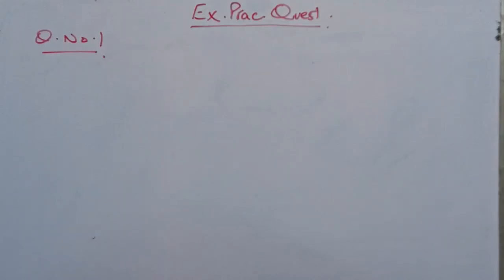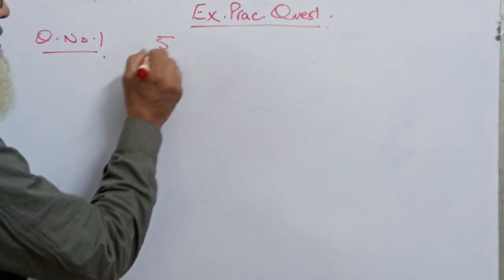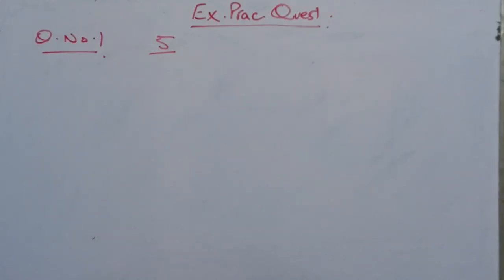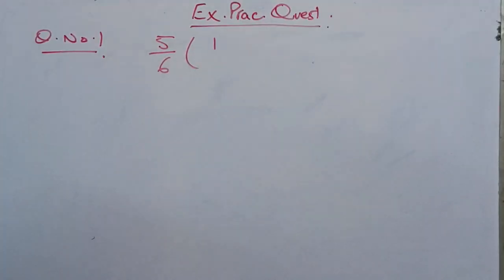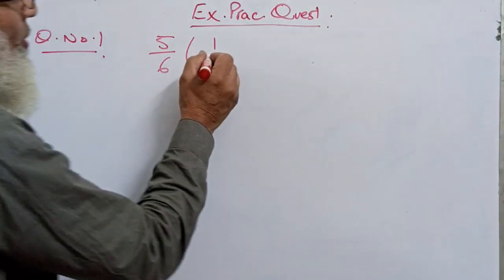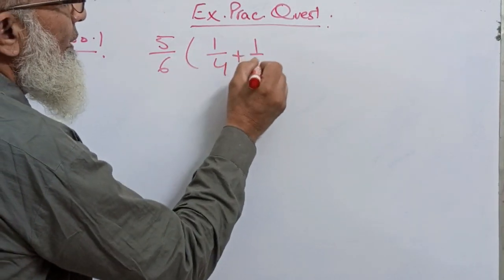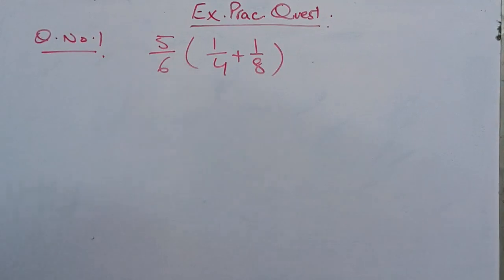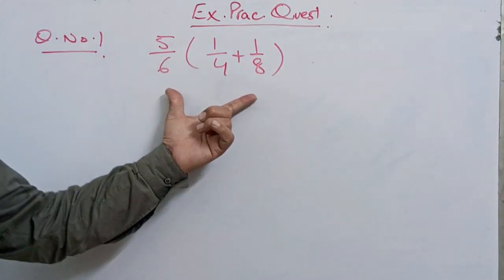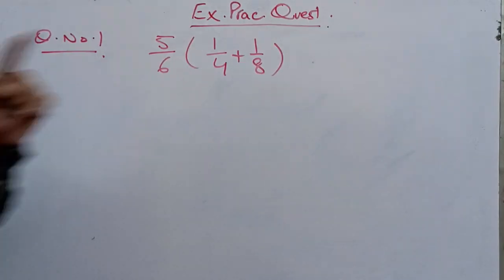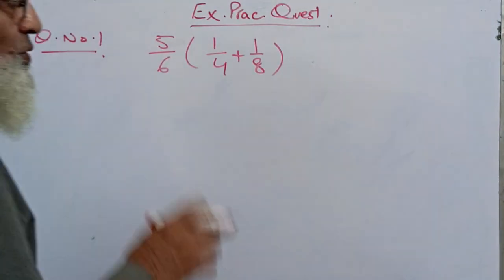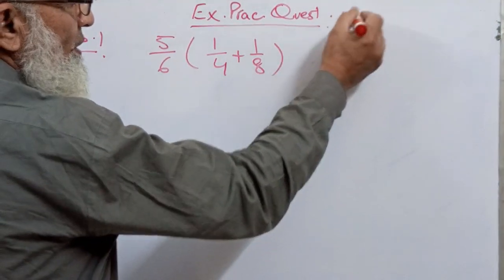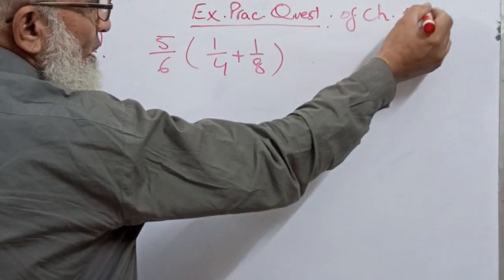Question number 1 says, calculate 5 divided by 6 and 1, 4 plus 1.8 to its lowest term. Now we have to calculate this to its lowest term. Now this is question number 5, and the exercise is examination practice question of chapter 5. Chapter 5, fifth chapter. Okay.